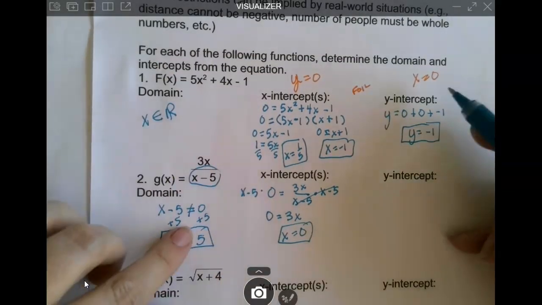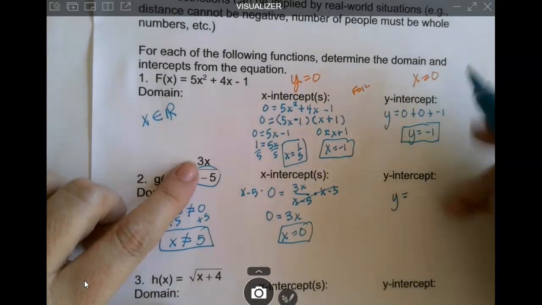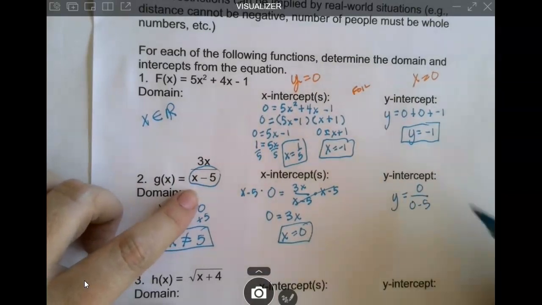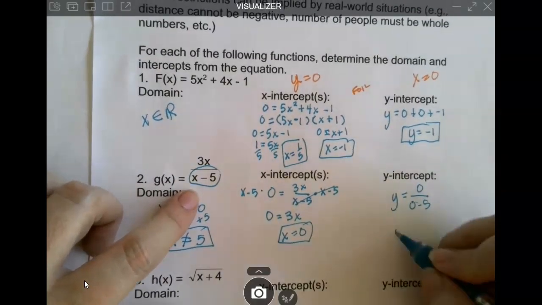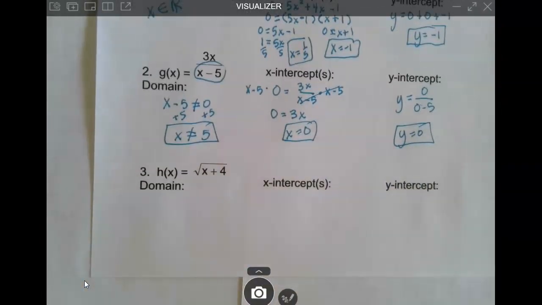Alright, so 0 is going to go in for each of these. Y equals 3 times 0, that's 0, over 0 minus 5. Well, it doesn't even matter what's on the bottom, because if there's a 0 on top, it's just equal to 0. Alright, and then my last one here.